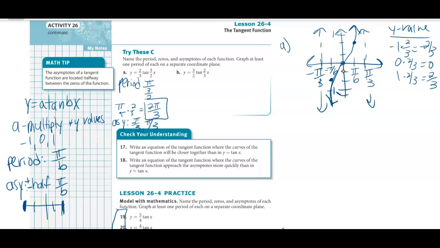Alright. And then for B, very similar looking, they just flipped where the fractions were. So that period in B is going to be pi divided by 2/3, which would be pi times 3/2, multiplied by the reciprocal. We get 3 pi over 2. The asymptotes will be half of that, positive and negative. So -3 pi over 4, 3 pi over 4. Dividing by 2 is the same as doubling the denominator.